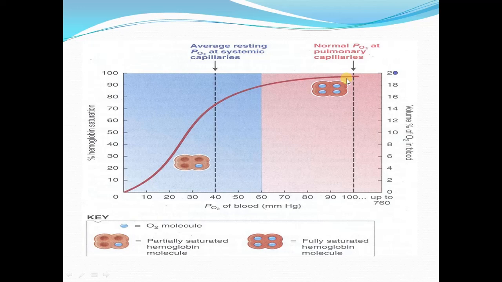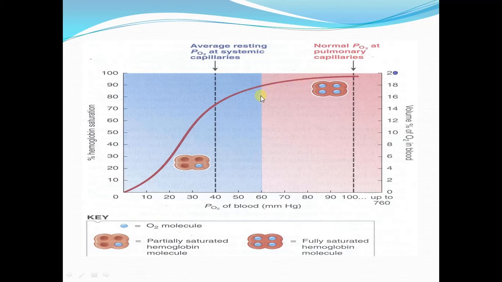Now in this range, an increase in the partial pressure of oxygen does not produce a great increase in the percent saturation of hemoglobin. You can see it very clearly in this graph. In the pressure range of 60 to 100 millimeter of mercury, an increase in PO2 causes a small increase in the percent saturation of hemoglobin.